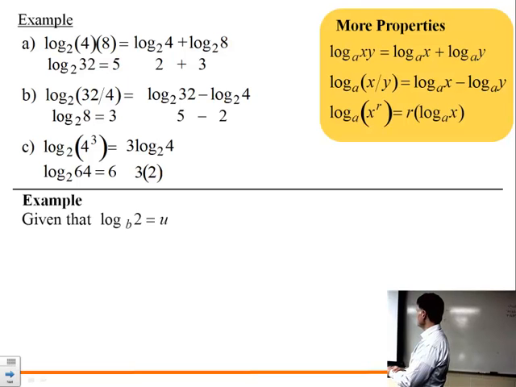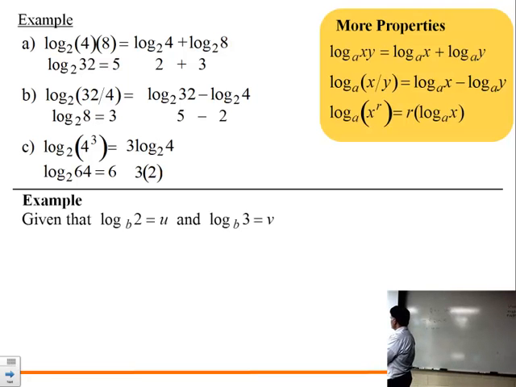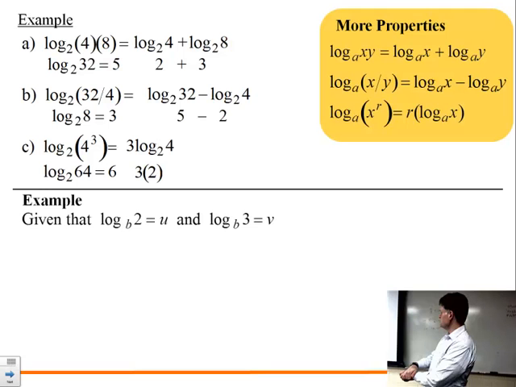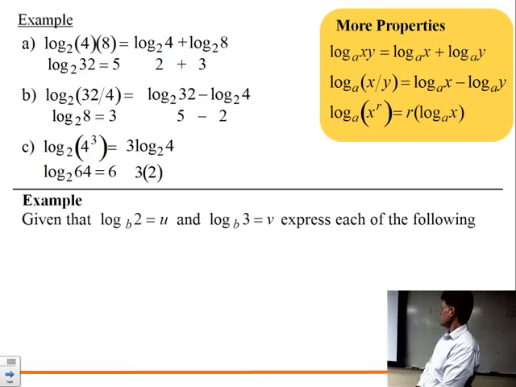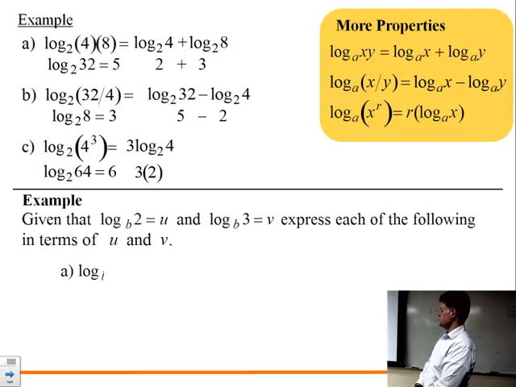Suppose that you're given that the log to the base b of 2 is equal to u, and you don't know what b is, and you don't know what u is, but you just know that they satisfy this equation. And you know that the log to the base b of 3 is equal to v. Same b. Then can you express the log to the base b of 6 in terms of u and v?